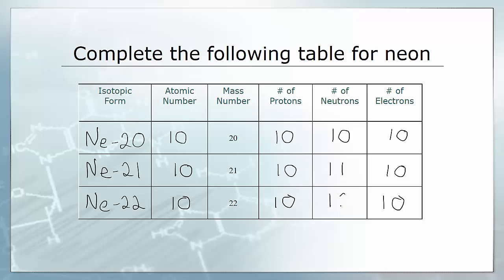If you were to take a look at all of the isotopes, you could fill in a chart like this for all of them. And it's important that you understand how these work so that when we get into doing chemical equations, you know which isotope we are talking about.